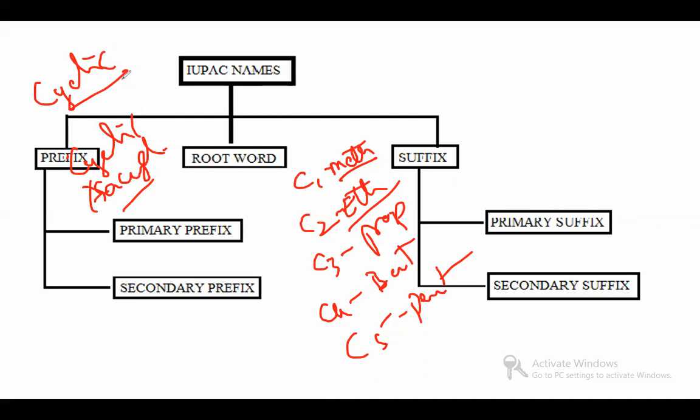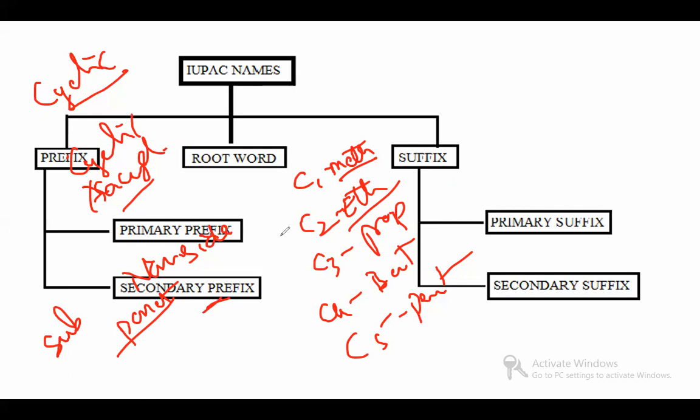The secondary prefix indicates the name of the side chain, the substituent present in the chain, that is, the group attached to the parent chain. Any other group attached to the chain is called the secondary prefix.